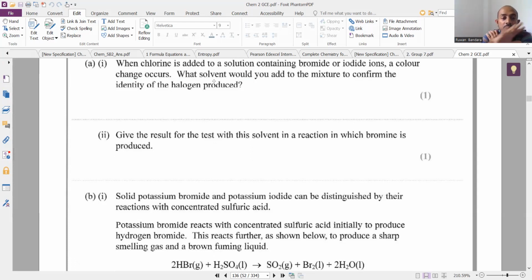Can everyone see the screen? Yes. Okay, good. It's only the question A and B, right?